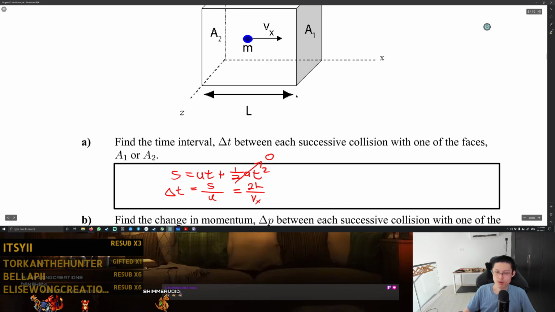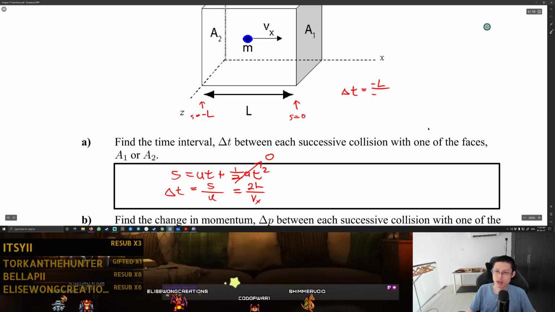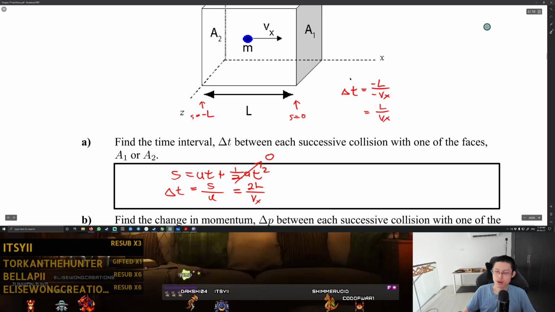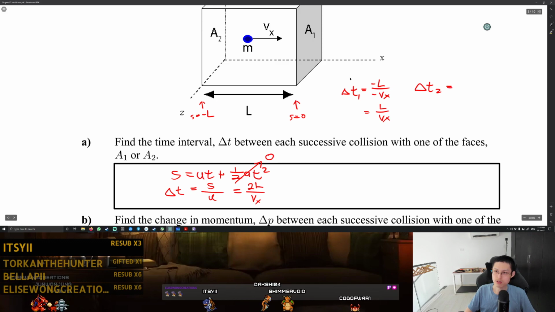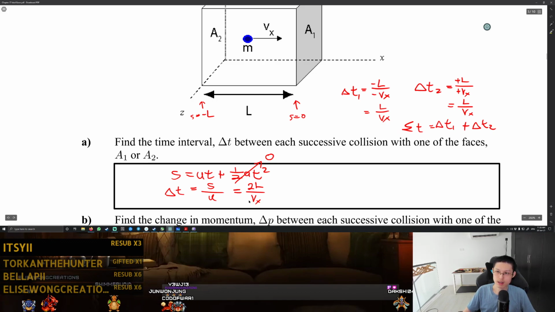So if you go from here to here, let's say this is S equals 0, this is S equals negative L. Going from here to here means your time taken would be negative L over negative Vx, because Vx here refers to the speed. If you are moving in the opposite direction, you have to put a negative, which means you would get L over Vx. So this is the time taken going from this point to this point. Now, if you go from this point to this point, let's call that delta t2, you would be going in the positive L direction with a positive Vx, so you would have L over Vx. The total time taken is this plus this, which is why you get this in the first place. Hopefully that makes a bit more sense.